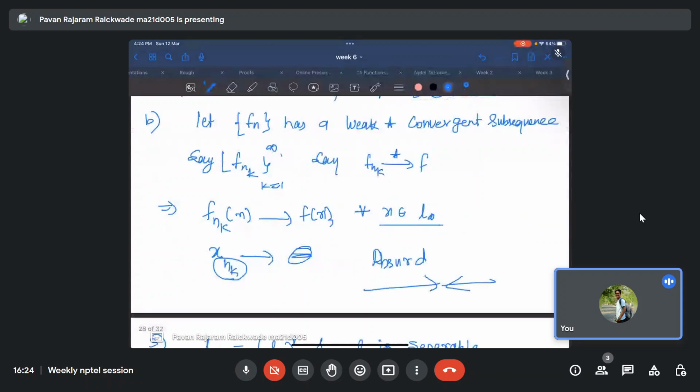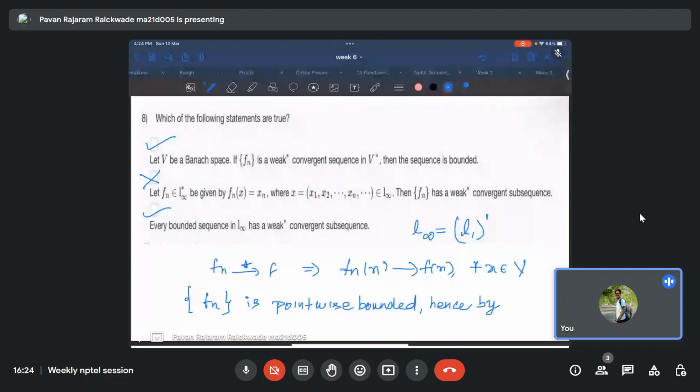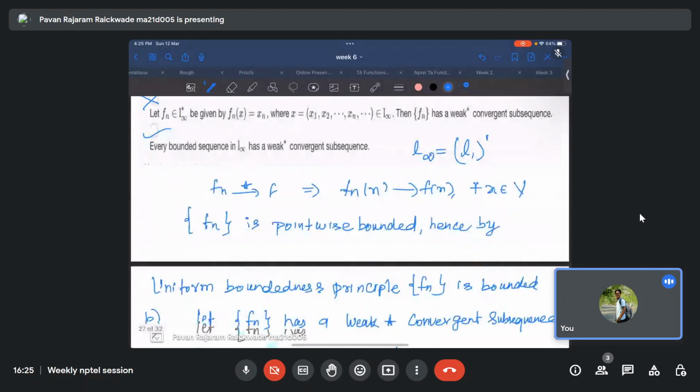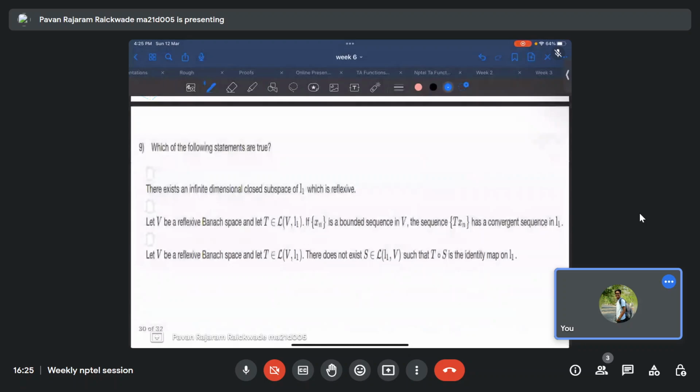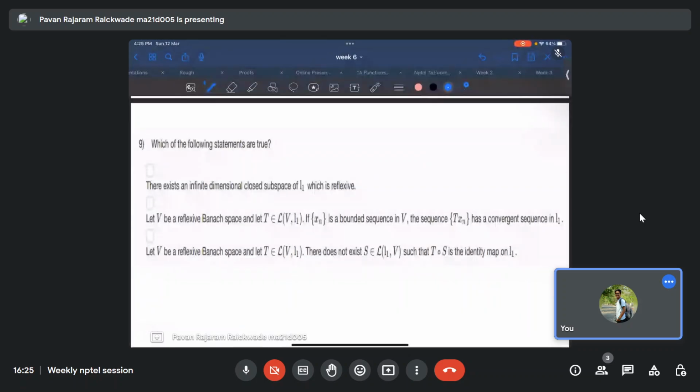Sequentially compact means this actually: every bounded sequence will have a convergent subsequence. Metrizable means that the weak star topology can be metrized, in the unit ball. That is the result. Actually, it's a higher result, but that's how this third option is done. So now question number 9. Which of the following statements are true? There exists an infinite dimensional closed subspace of L1 which is reflexive.